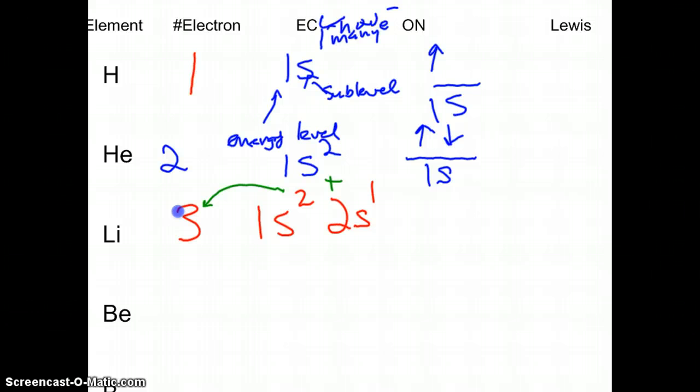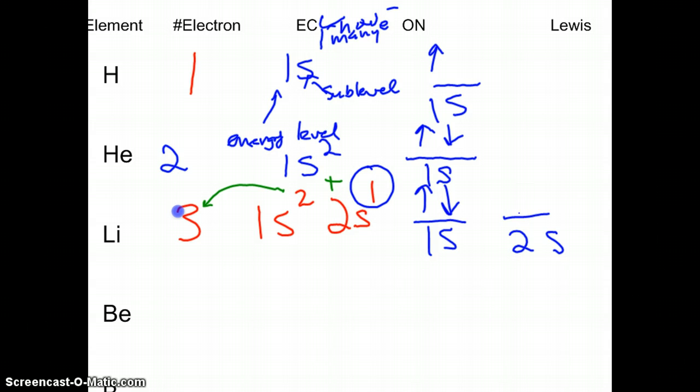All right, how do we do the orbital notation? Here's your 1s. This is where your first 2 electrons are. And then here's your 2s. And how many electrons did we put in the 2s? Just 1.